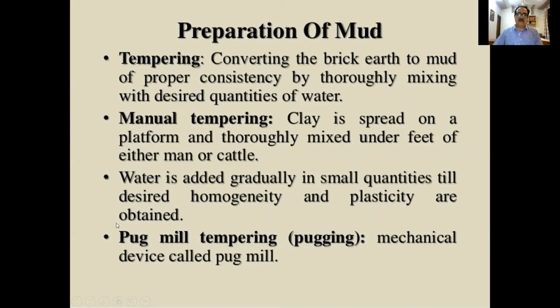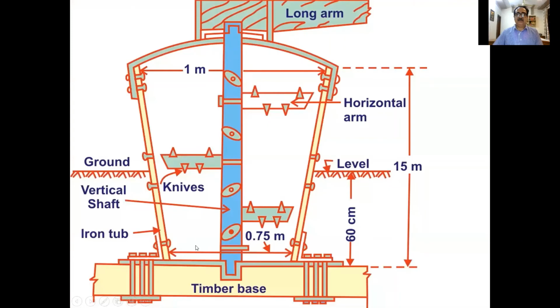If we are going to manufacture bricks in large numbers, then this tempering process is done mechanically with the help of pug mills. So this is the typical cross section of a pug mill. We can clearly see it is of a shape having a diameter of 1 meter at the top and 0.75 meter diameter at the bottom. So these are slanting sides. This is the ground level, and this much portion is under the ground and this portion is above the ground.